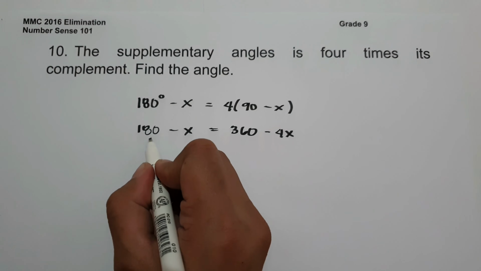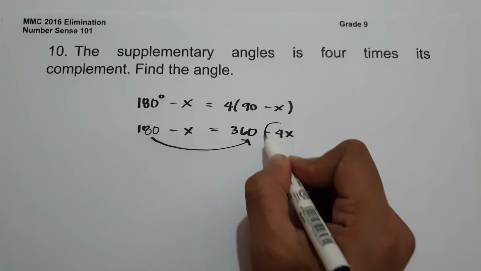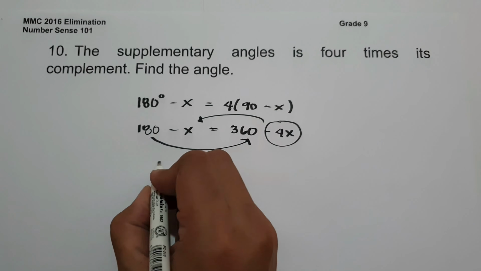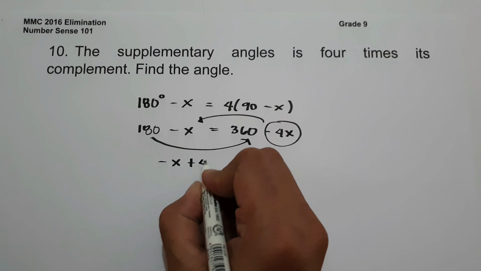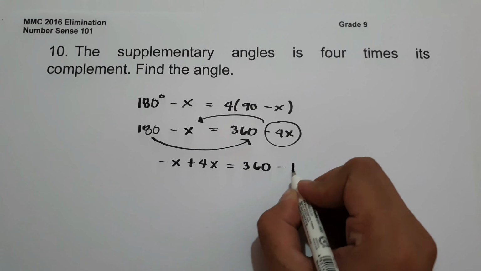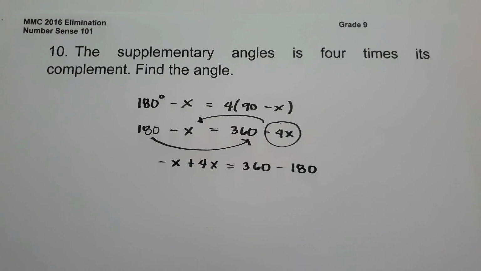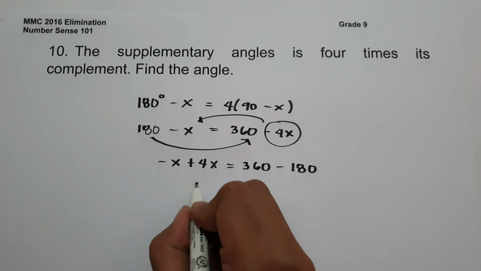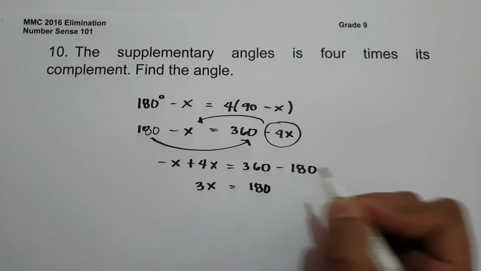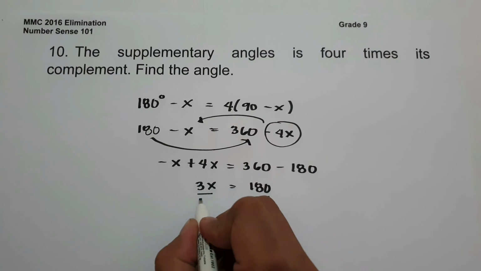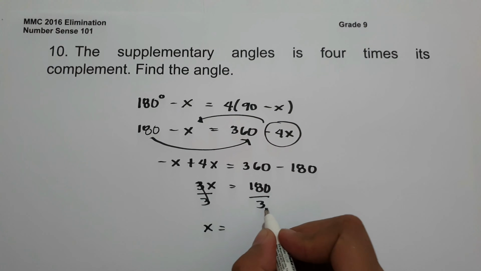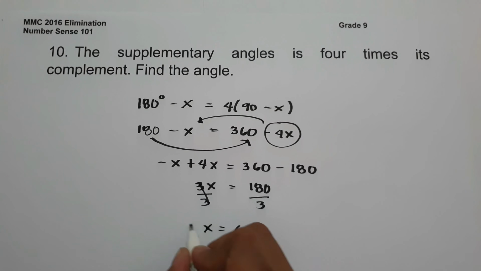So let us move 180 to the side of 360 and negative 4x to the side of negative x. And it will give us negative x plus 4x equals 360 degrees minus 180. And that is, negative x plus 4x is 3x, and 360 minus 180 is 180. Let's divide the whole equation by 3. Let's cancel this one. So x is 180 degrees divided by 3, that is 60. And this will be our answer.